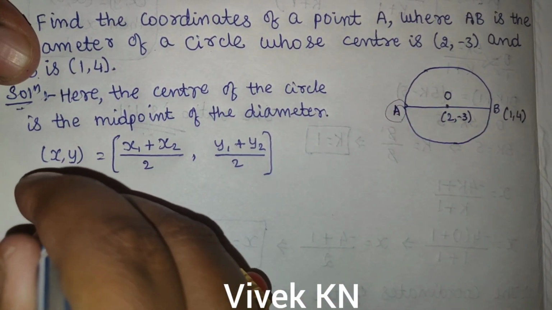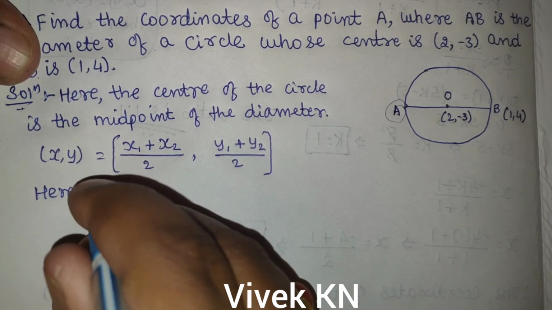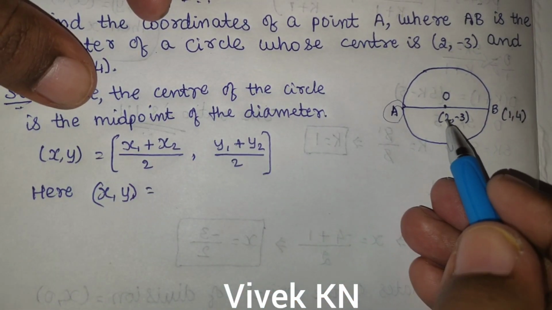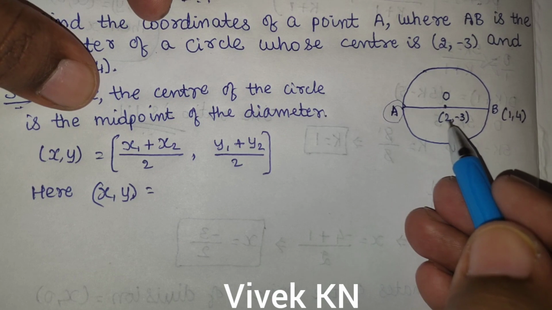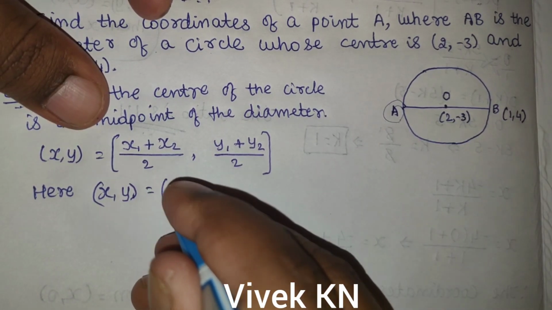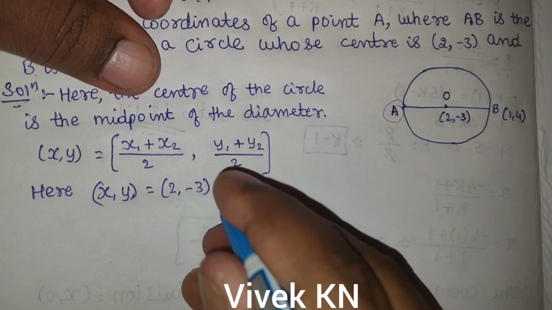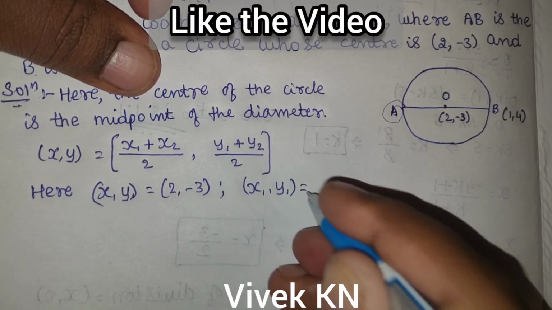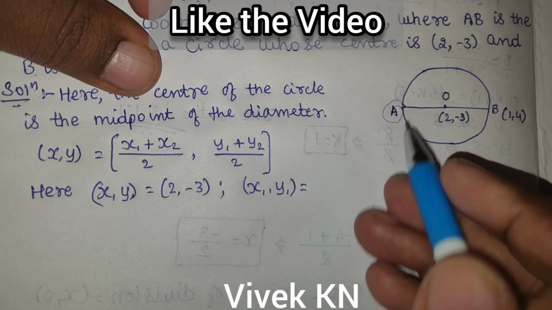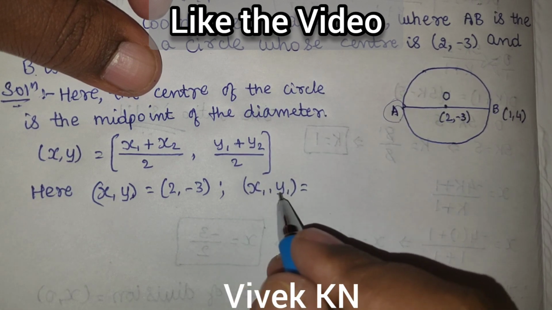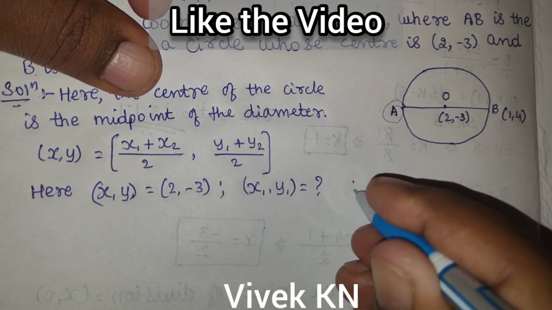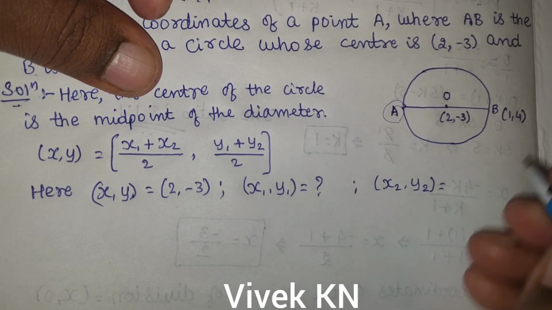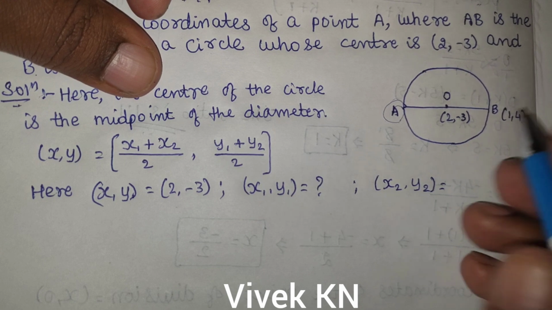Here (x, y) is the center of the circle, (2, -3). (x1, y1) is what we have to calculate, the coordinates of this point A, which is represented as (x1, y1), and (x2, y2) is given by this, that is (1, 4).